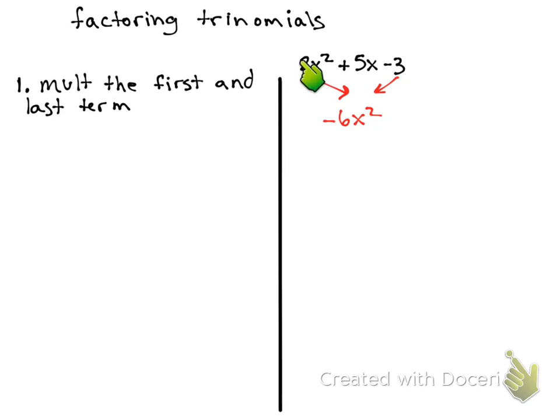All right, so you take the first one, you multiply it with the last one, you get negative 6x squared. But you have to make sure that all these are put in order from the highest exponent down to the smallest exponent. So x squared needs to be first, then your x term, then your constant.